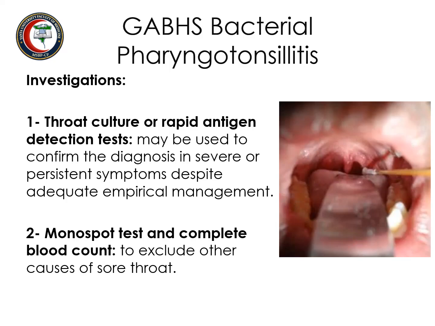We don't normally investigate patients with group A beta hemolytic streptococcal infection, but we start them straight away on empirical antibiotic treatment. But we might need a throat culture or rapid antigen detection test to confirm the diagnosis in severe or persistent symptoms despite adequate empirical antibiotic treatment. The other investigations that you might need are monospot test and complete blood count to exclude other causes of sore throat, like agranulocytosis or infectious mononucleosis.